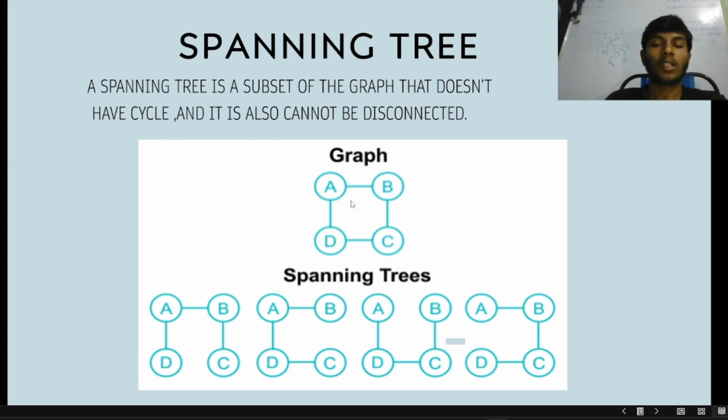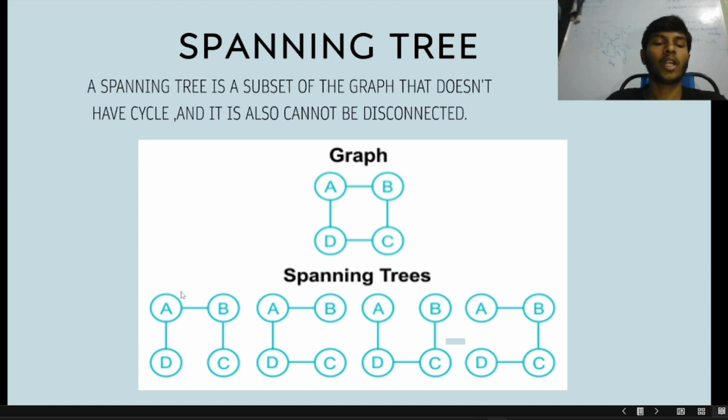We can say this is a spanning tree if and only if it has the same number of vertices, there is a connection between all of them, and the number of edges is v minus 1. Meaning if you have v vertices, then the number of edges should be v minus 1, and then we can say that this is a spanning tree. There are 4 vertices and 4 minus 1, that is 3 edges.